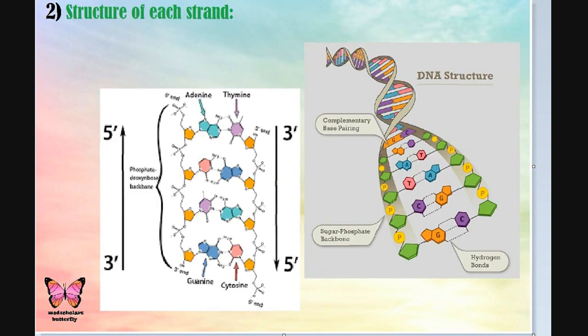In the structure of each strand, as seen earlier, the rungs of the ladder are composed of nitrogen bases which are complementary to each other. The nucleotides are attached, and one strand is aligned in the direction of 5' to 3' end, while the second strand is going in the direction of 3' to 5' end. So they are aligned in opposite directions, and this is what makes them anti-parallel to each other.